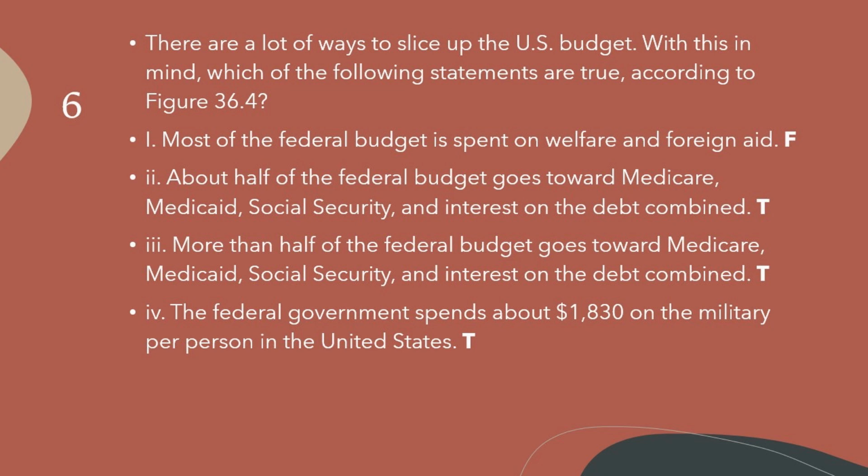Part 3, more than half of the federal budget goes to Medicare, Medicaid, Social Security, and interest on the debt combined. This is true, it's a little over 55% if you add all those up. And part 4, the federal government spends about $1,830 on the military per person in the United States. That's true. We did the calculation using the 2017 population and the defense spending from the chart and got about $1,898 per person, so pretty close.